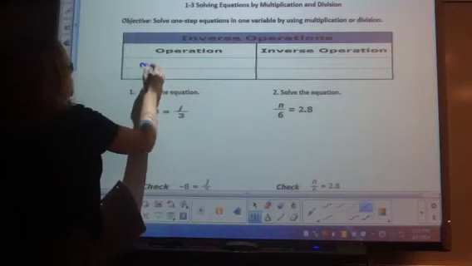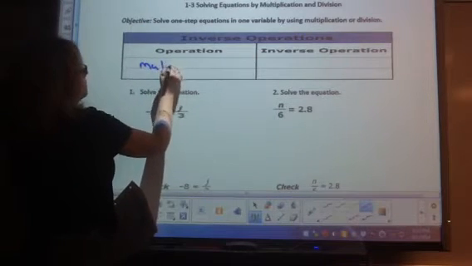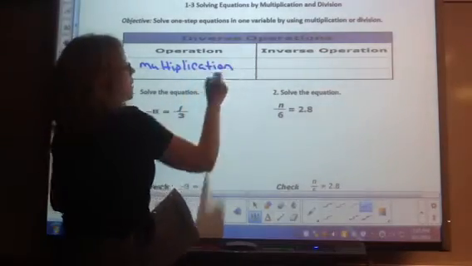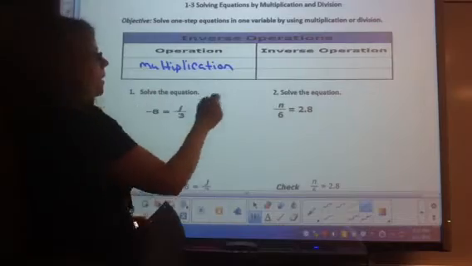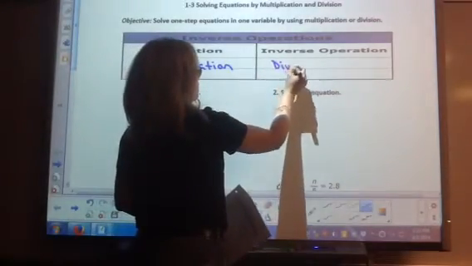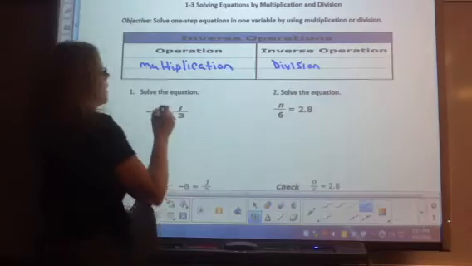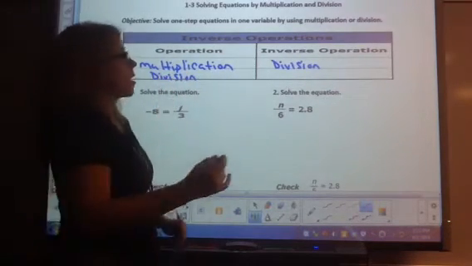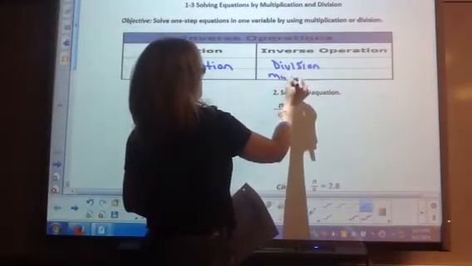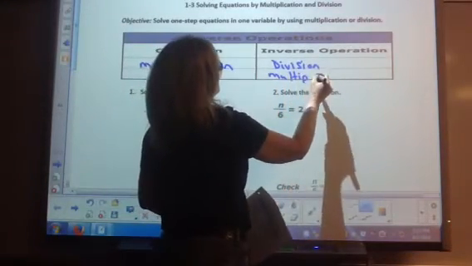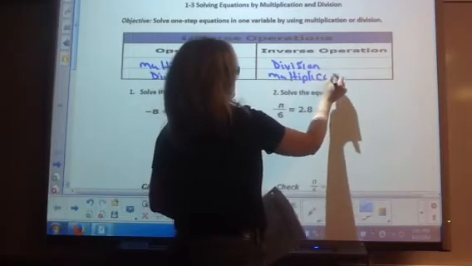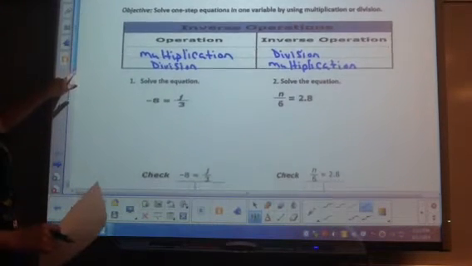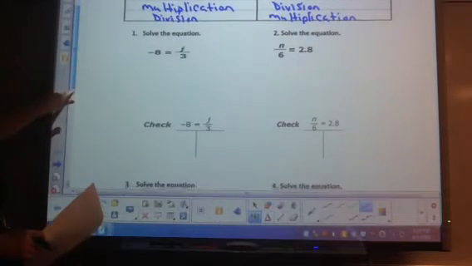So if we have multiplication here, what's the inverse operation of multiplication? It's division. Okay, so if we start with division, what's the inverse operation? It would be multiplication. Alright, so let's look at this first equation.